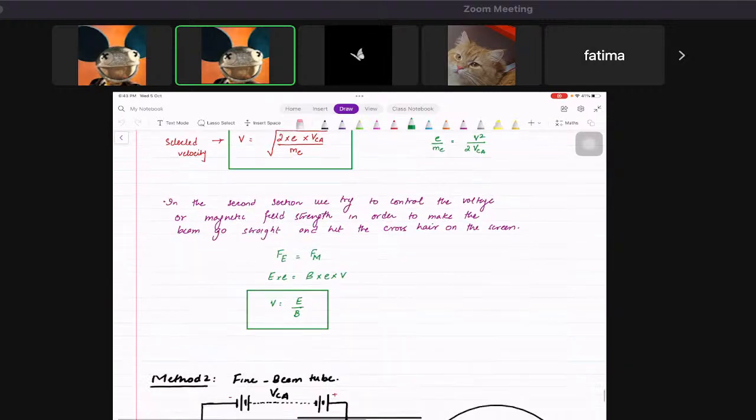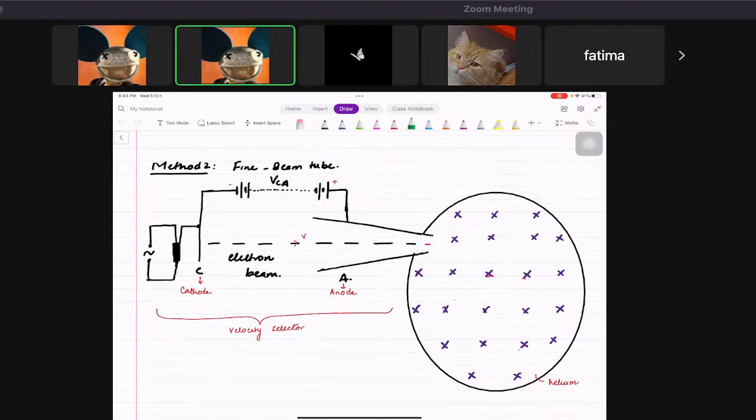Now this is the other drawing. In this one it's an entirely different way of looking at things. You have the electron gun, and then a helium chamber where the magnetic field is into the chamber like that, and the beam of electrons is going through like this at a certain velocity, of course.